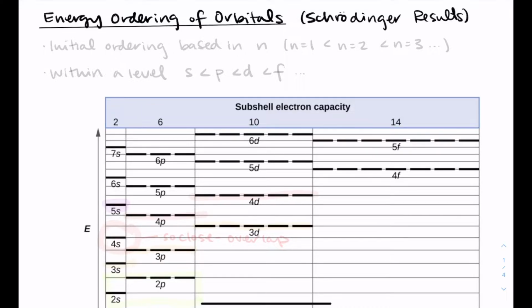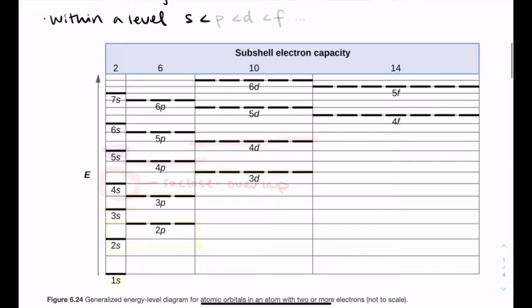The initial ordering is based on n. So n equals 1, lowest energy. n equals 2 comes after that, going up, and then n equals 3, just like we saw in the Bohr atom. Within a level, the s orbital has a lower energy than the set of 3 p orbitals, and the p orbitals have a lower energy than the set of 5 d orbitals, then the f orbitals, and so on.